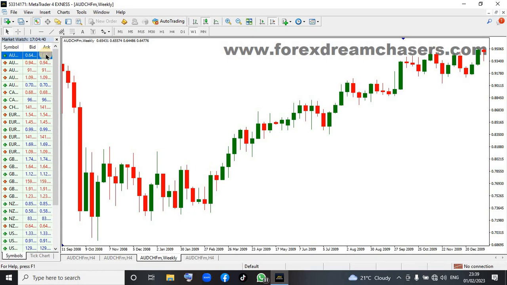Here we do have a trend line. It's a buy opportunity.